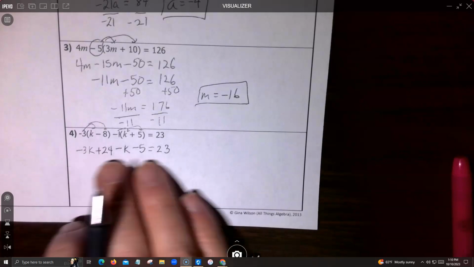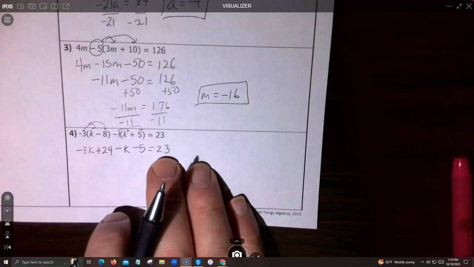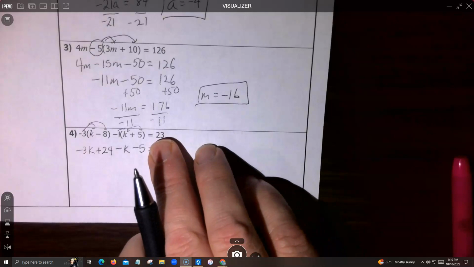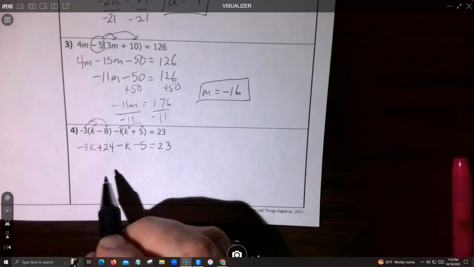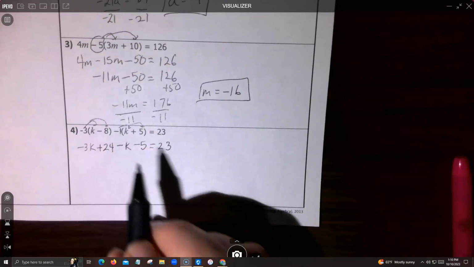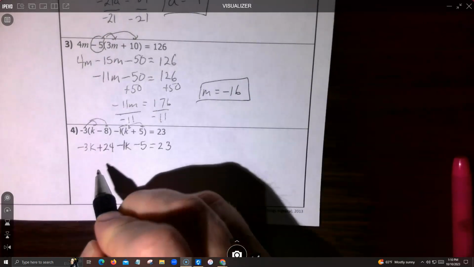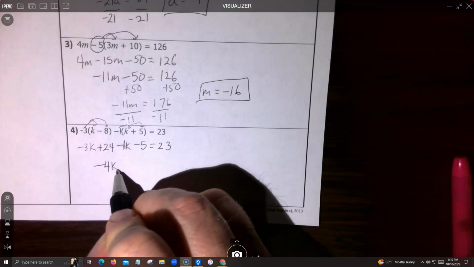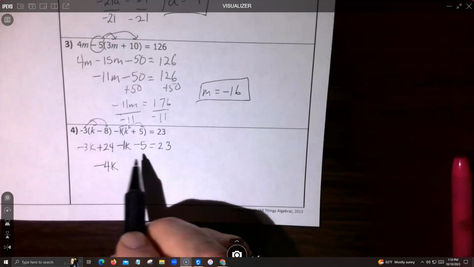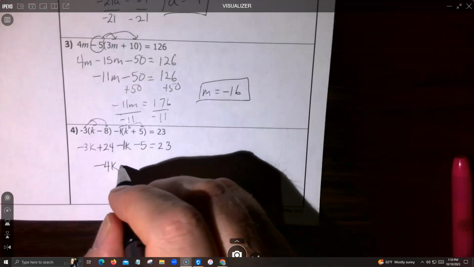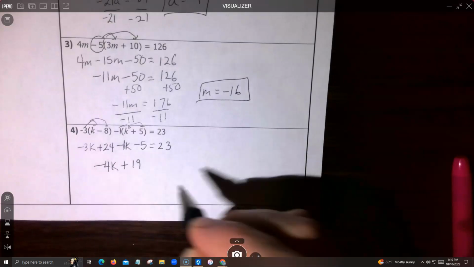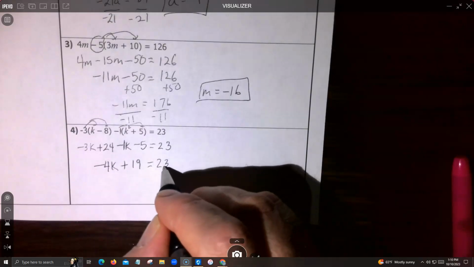And again, this is back to when you were practicing combining like terms in the last chapter. Put a negative 3k together with a negative, again, this is 1k. So together, that's negative 4k. I've got a positive 24 and a negative 5, which makes this plus 19 equals 23.